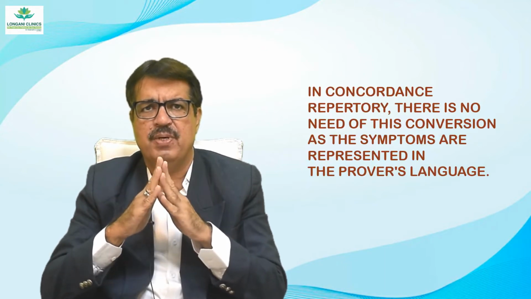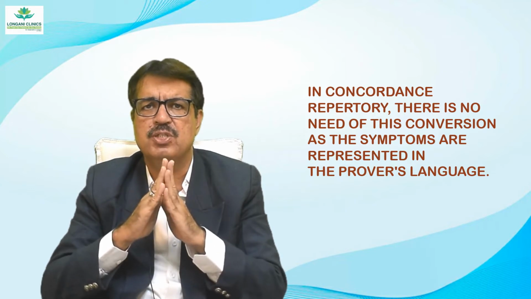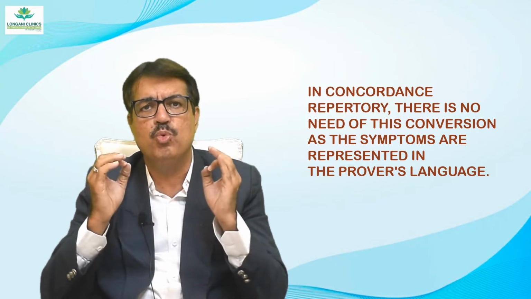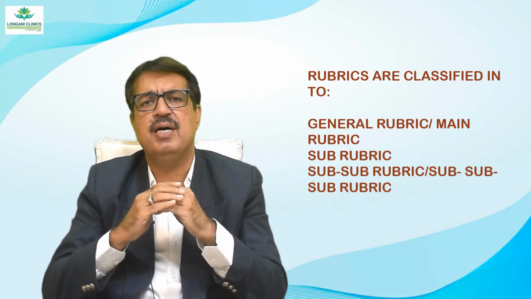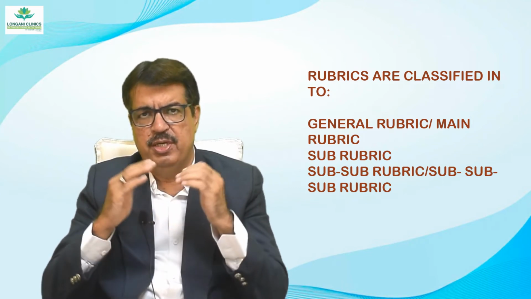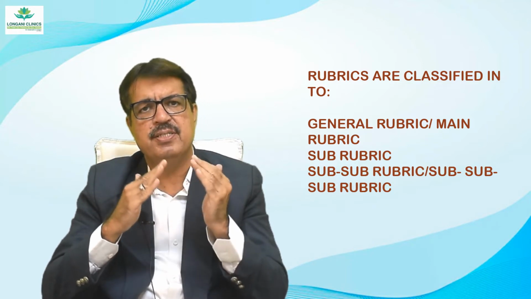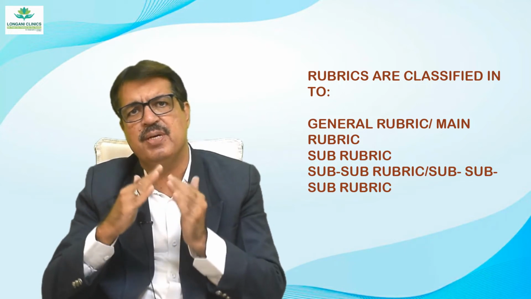In concordance repertory, there is no need of the conversion as the symptoms are represented in prover's language. Rubrics have to be studied according to a definite plan of construction based on the philosophy of the author, which varies from repertory to repertory. The rubrics are classified into general rubric or main rubric, then sub-rubric, then sub-sub-rubric, sub-sub-sub-rubric.